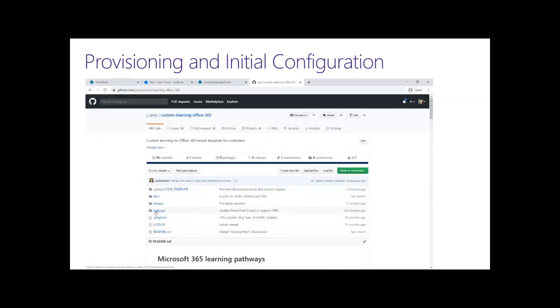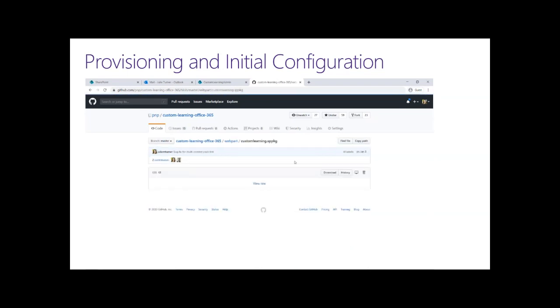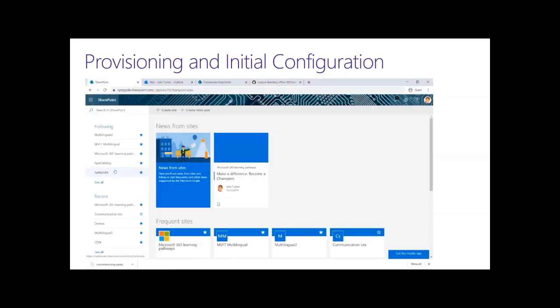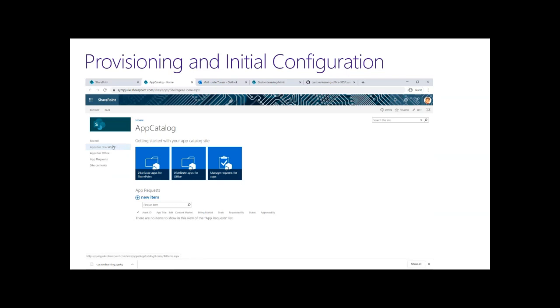and it will give you step-by-step instructions for how to update the web part. So then you navigate to the web part folder and then navigate to custom learning SPPKG. And when you click on that, you're going to get a page that looks like nothing, but it's really the SPPKG file that you can then download to your local machine. So you click on the download button. It downloads the file.